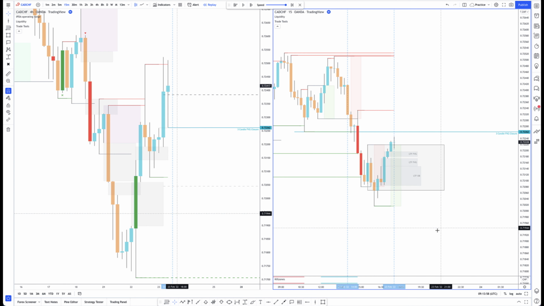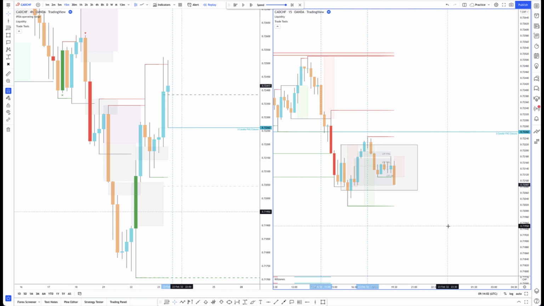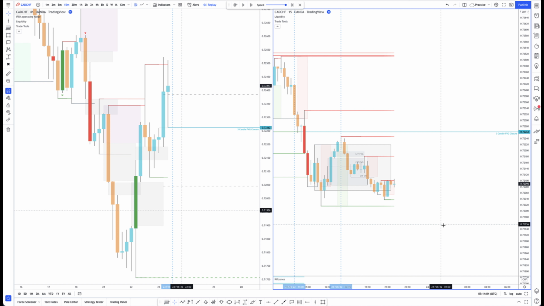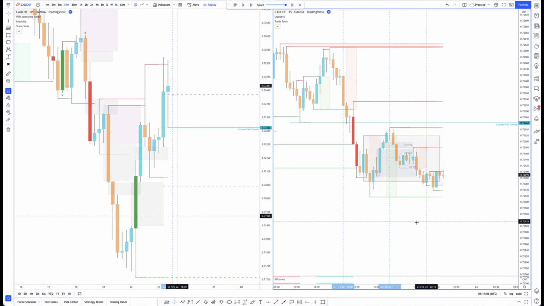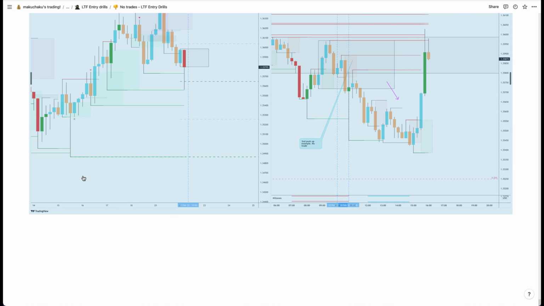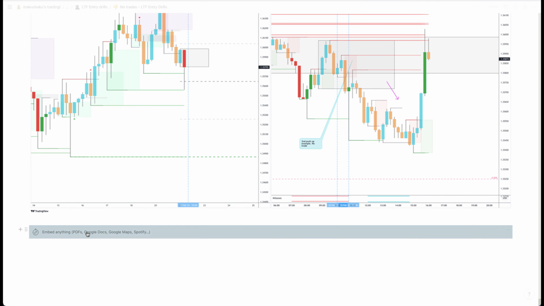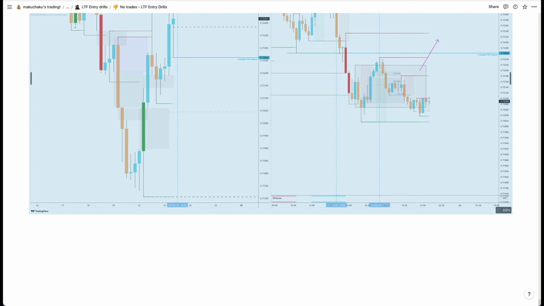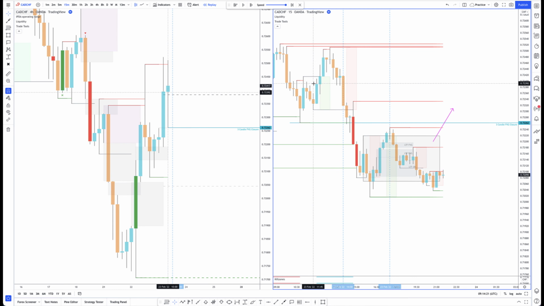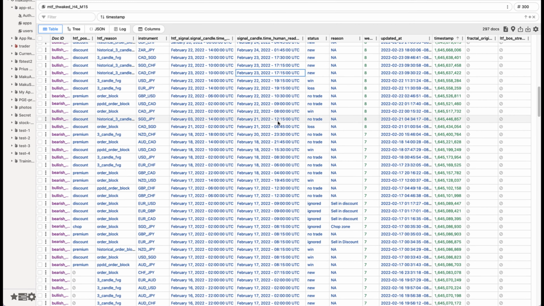No, I'm not taking this one. Let's see what happens. Boom. Good bad setup. That's my definition for this one. No trade.